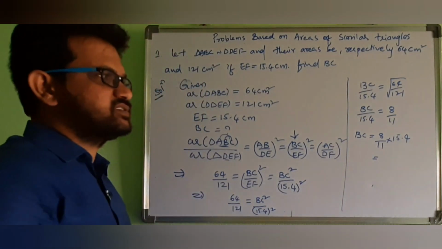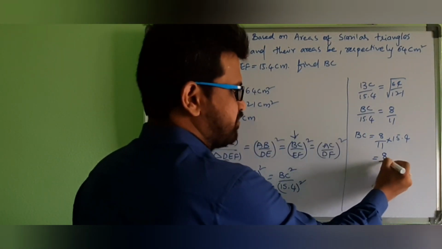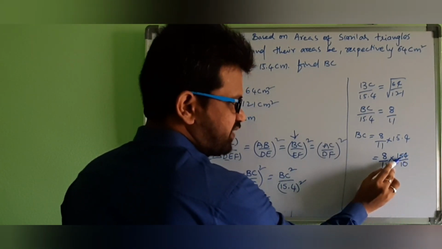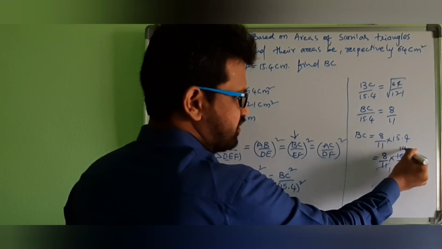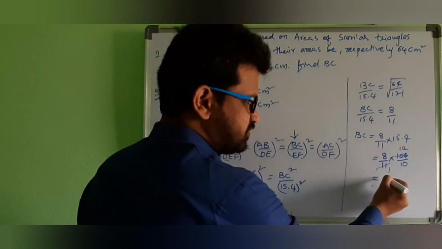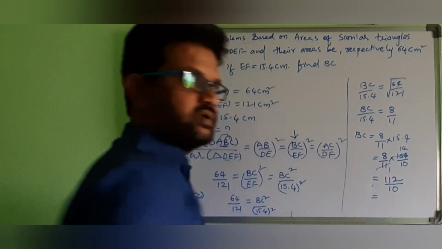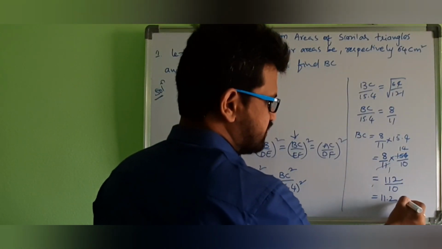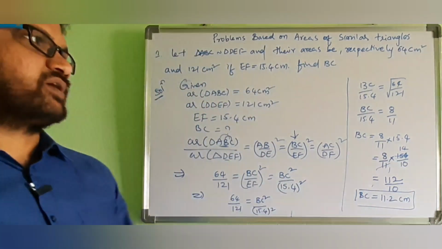I already said that if we cannot multiply with decimal numbers directly, the easiest way is to convert the decimal numbers into fractions, then cancel. So 8 by 11 into 154 divided by 10, because 154 is in the 11 table: 11 ones are 11, 4 left, 44, 11 fours are 44. Now 8 into 14, how much? By 10. So we can write 11.2 centimeters. BC is 11.2 centimeters.